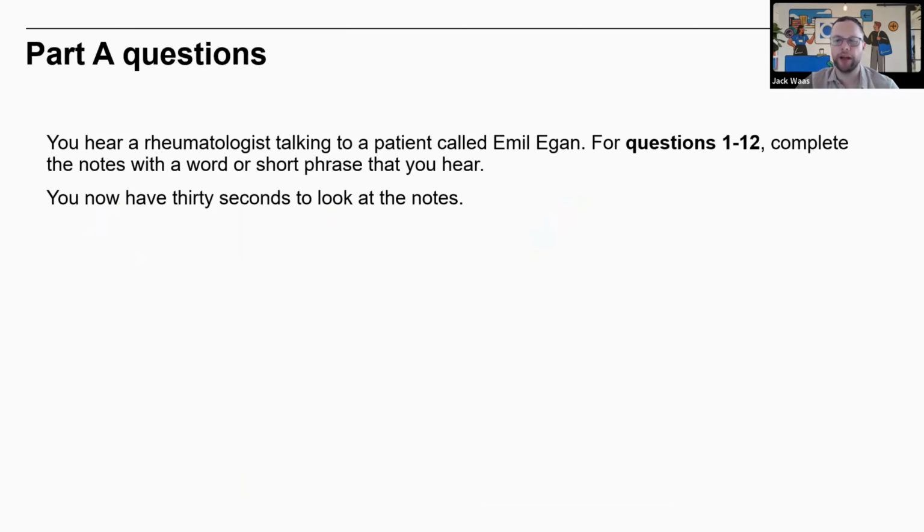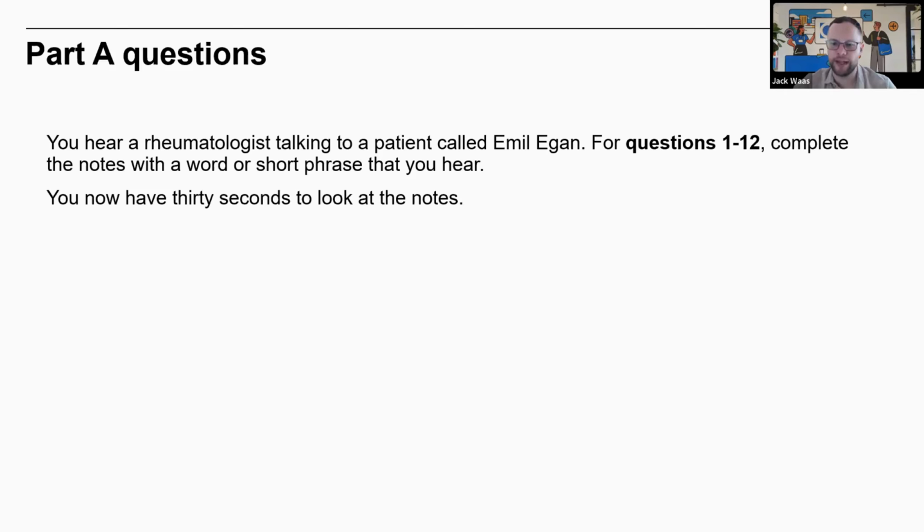Now let's look at a real part A question. First, we have the context statement here. It says, you hear a rheumatologist talking to a patient called Emil Agen. For questions 1 to 12, complete the notes with a word or short phrase that you hear. You have 30 seconds to look at the notes.